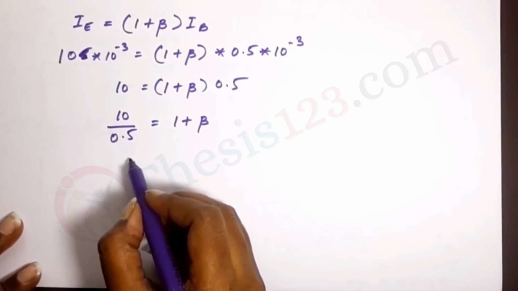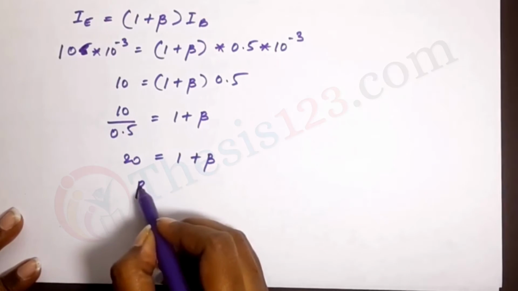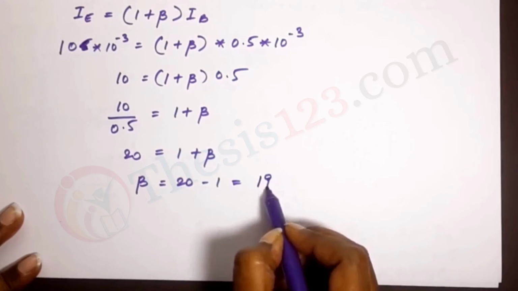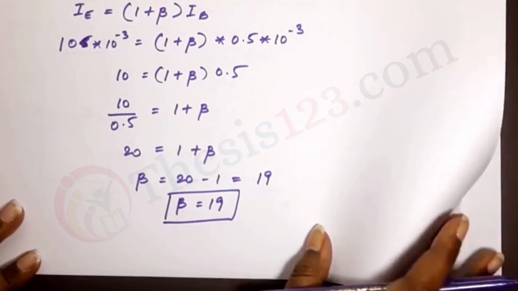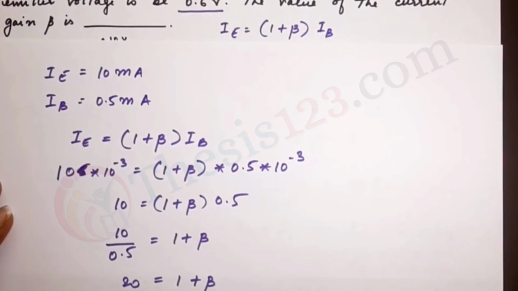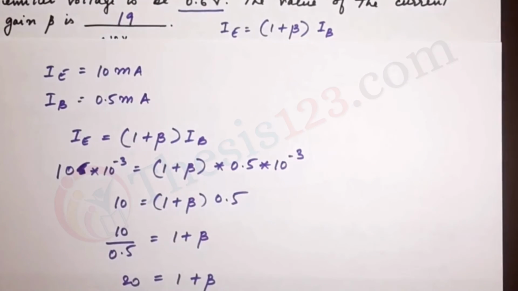And that would be 10 divided by 0.5 is equal to 1 plus beta. And we would have here 20 is equal to 1 plus beta. Therefore, beta is equal to 20 minus 1, 19. Beta is equal to 19. This is your current gain. Let's see if the option, oh right, there are no options here. So our final answer would be 19. I hope this has helped.